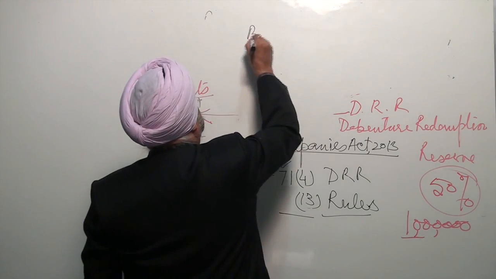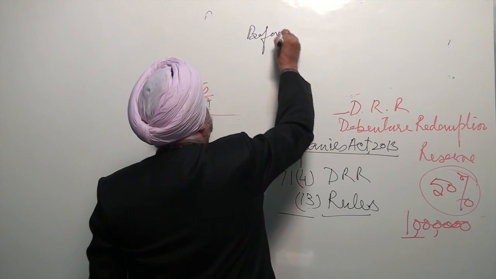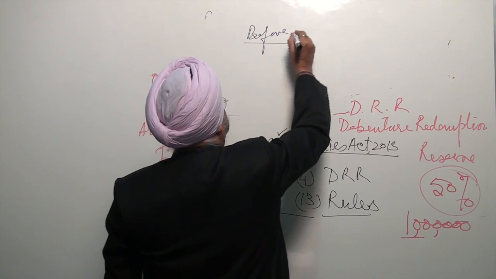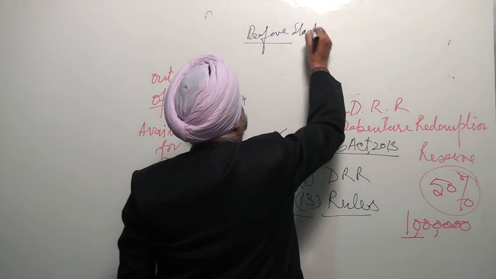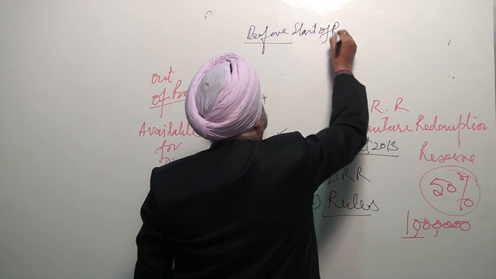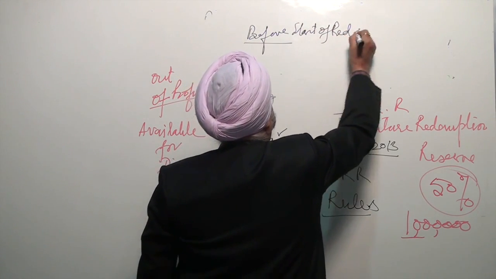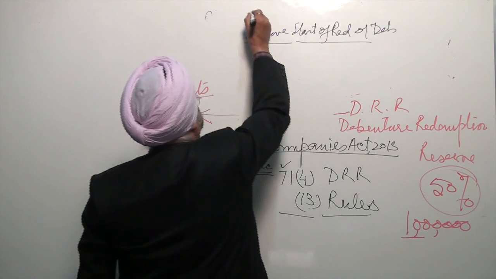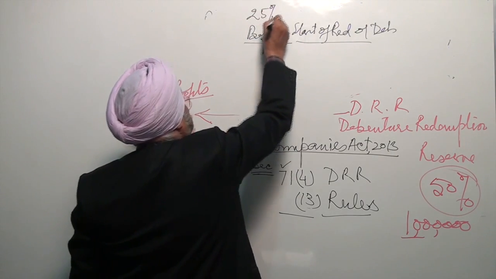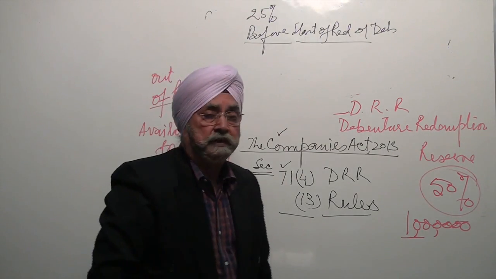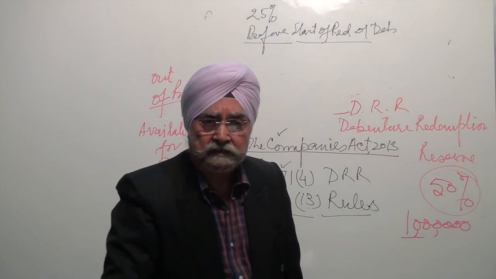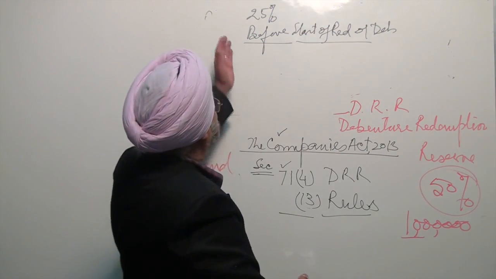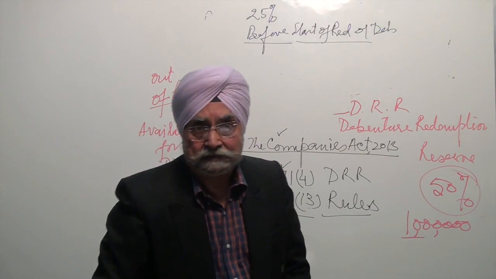It is to be done before the start of redemption of debentures, 25%, not on the date. This is what the Companies Act says. This is what Rule 18, sub-rule 7 says.